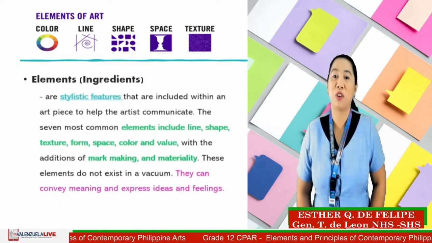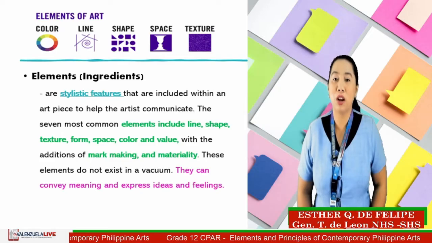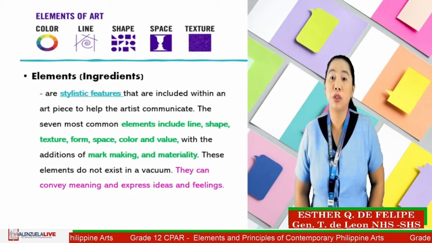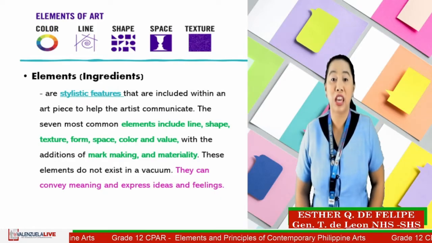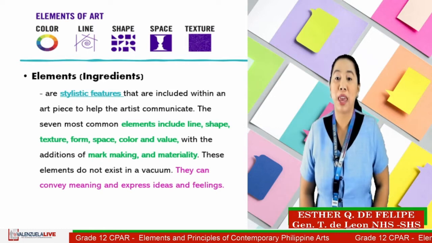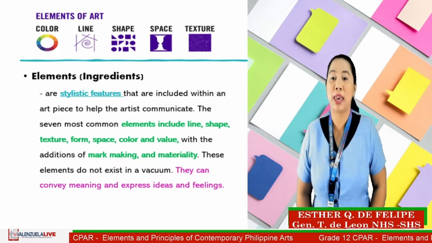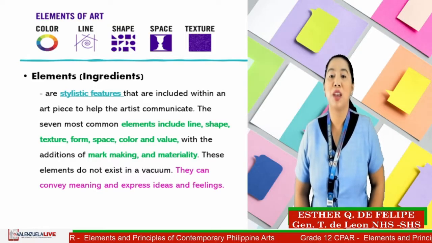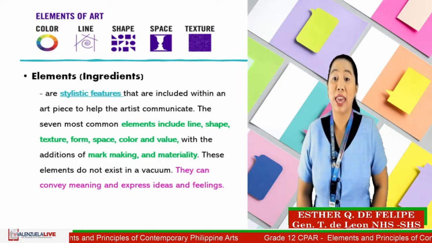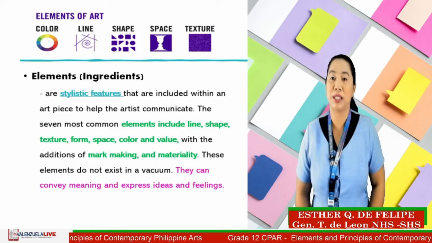Elements or ingredients are stylistic features that are included within an art piece to help the artist communicate. The 7 most common elements include line, shape, texture, form, space, color, and value, with the additions of mark making and materiality. These elements do not exist in a vacuum. They can convey meaning and express ideas and feelings.